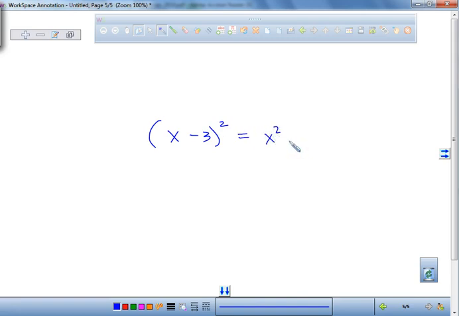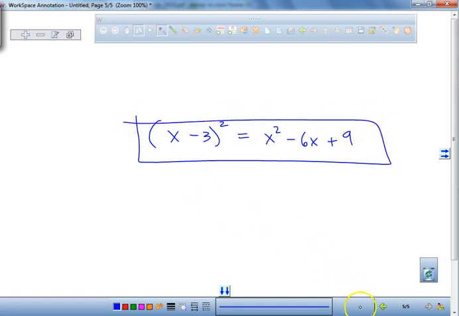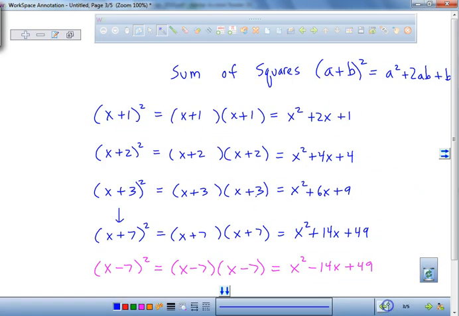X minus 3 squared. Good luck. X, good. What's negative 3 plus negative 3? Negative 6x. What's negative 3 times negative 3? 3 times 3. Yes, good. Close enough. There you go. By the way, the more you write these down in your journal, the more you're going to remember them.